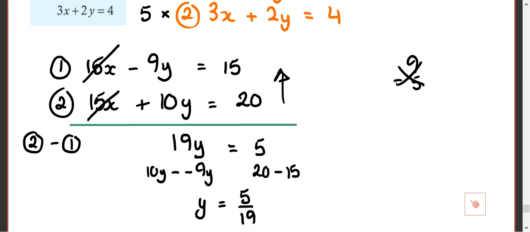Am I finished? No. How do I find x? Substitute it in. Which one? Into any of them.